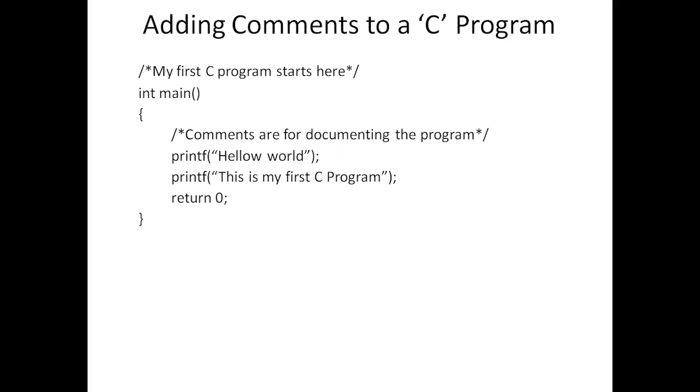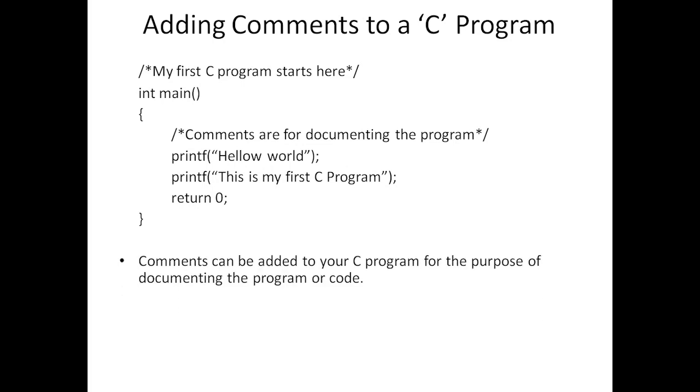Adding comments to a C program. You can see the same program that you have seen in the last slide, just with some comments added. The main purpose of comments is for documenting the program. A comment must be put between a slash asterisk at the beginning of the comment and an asterisk slash at the end of the comment.